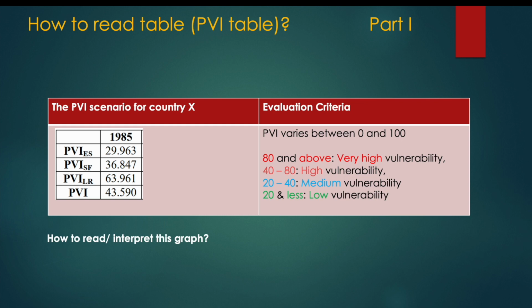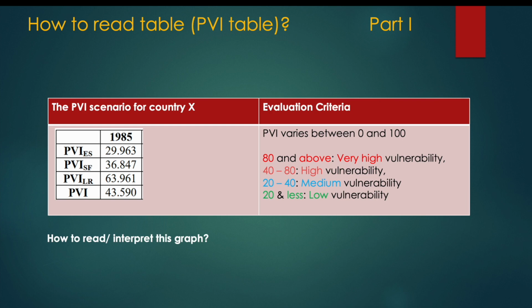So in terms of socioeconomic fragility, country X is in medium vulnerability to that specific hazard event. The third row is PVI-LR, which is lack of resilience. The value is 63.961. So in terms of lack of resilience, country X is highly vulnerable to that specific hazard event.